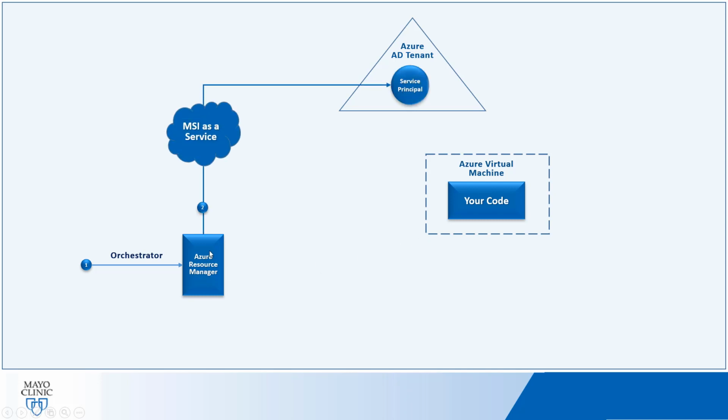And what ARM is going to do is call the MSI access service, which is going to call the Azure tenant itself and say, I would like you to create a service principal for a machine. Every user account has what they call an SPN, which is like a service principal name. A layman's way of describing that would be saying every human being has a social security number.